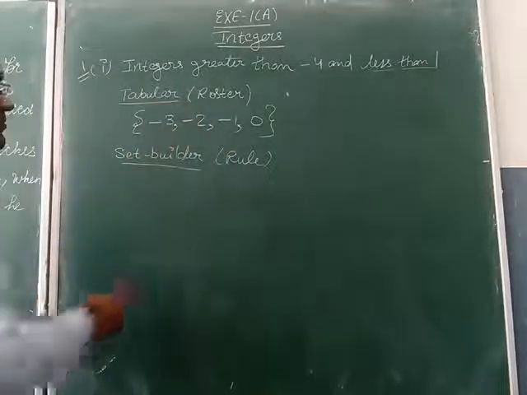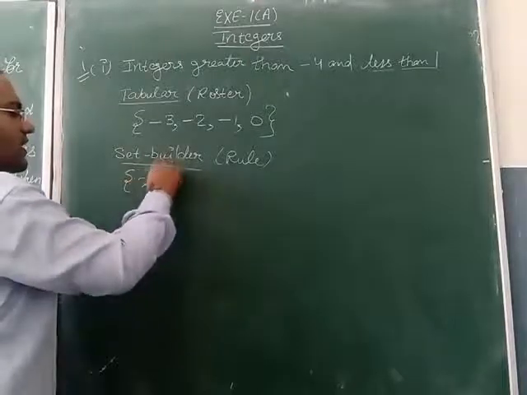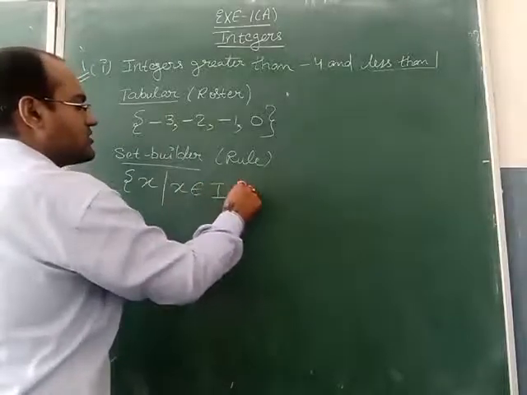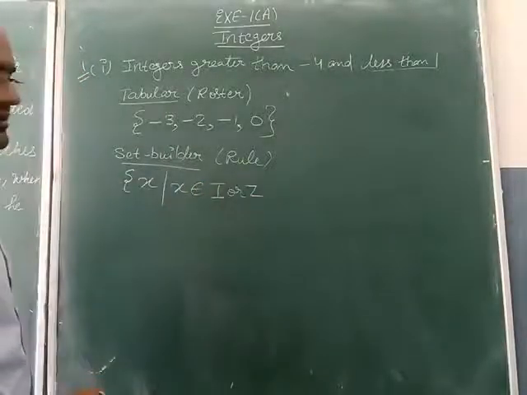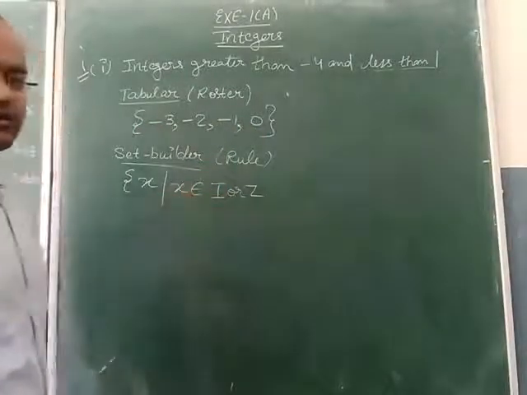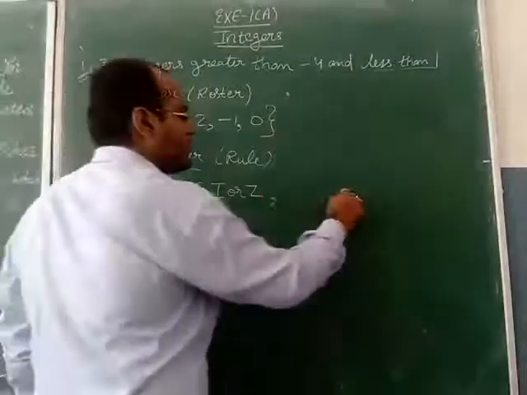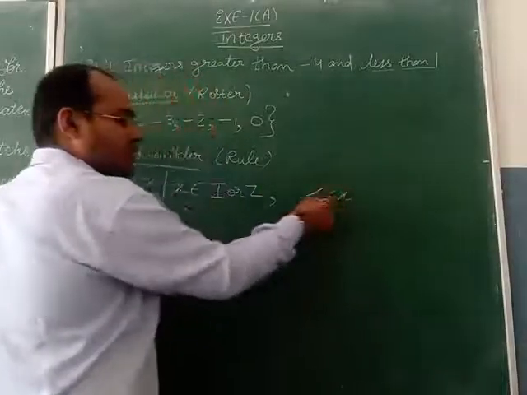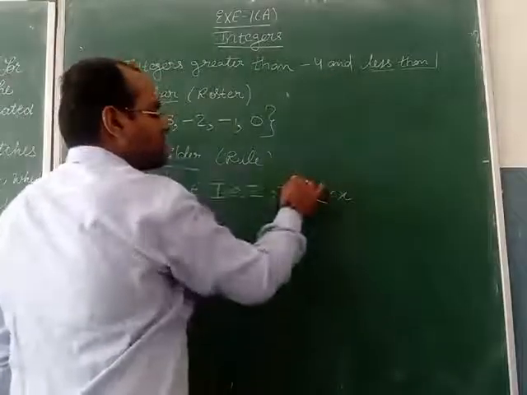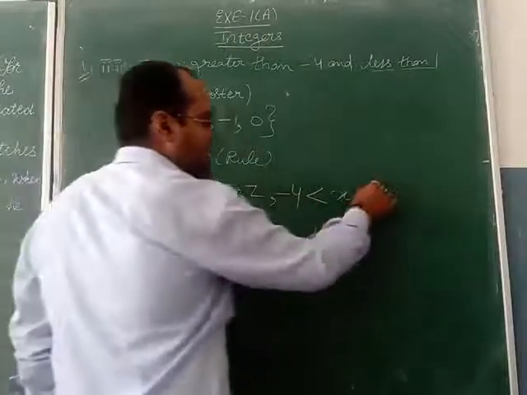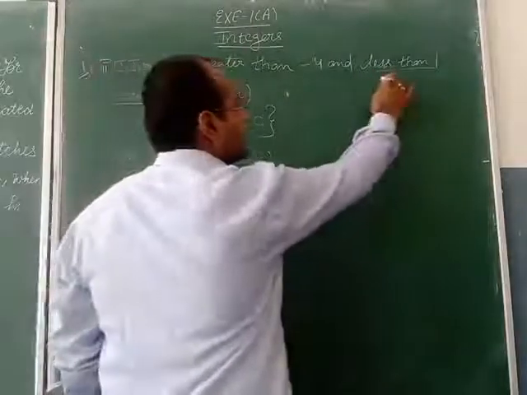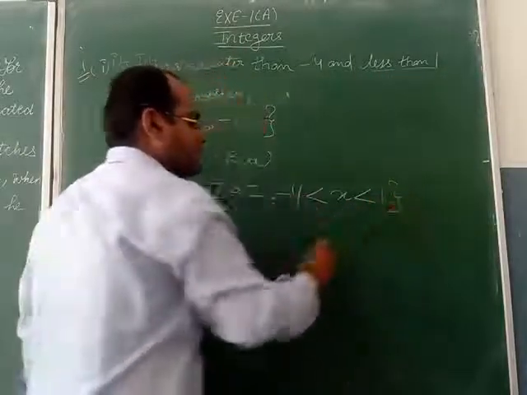Now set builder form. In the beginning we have to write like this: x such that x belongs to I, or you can use Z also. It is your choice. These all values are integers, so x belongs to integers. Now comma, we will put x is greater than -4. Towards the x we have to put an open sign, so here we will write -4. Towards x we have to put a close sign. Close means less than. x is less than 1, so here we will write 1. This is the set builder form.